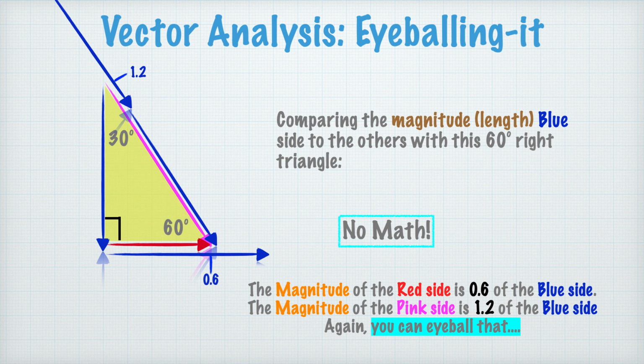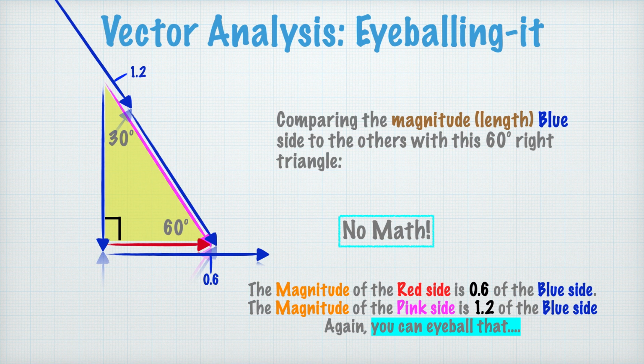So let's do one more vector analysis. Now let's look at a 60 degree right triangle. We often put our stabilization or lifting struts at 60 degrees. We put rakers at 60 degrees. So it's another common angle that we see in rescue work.